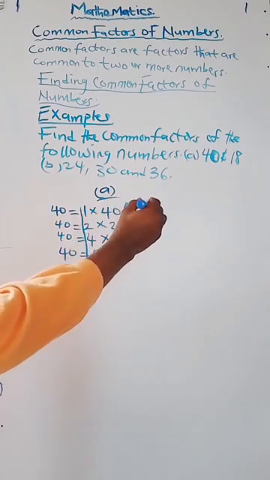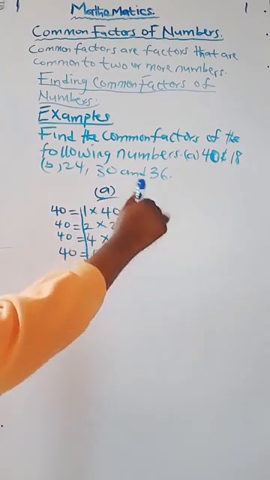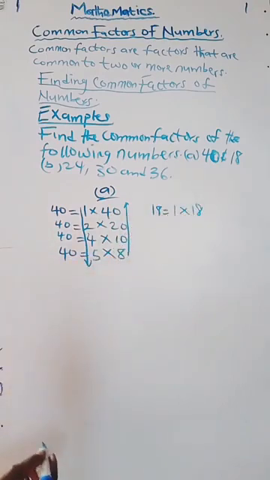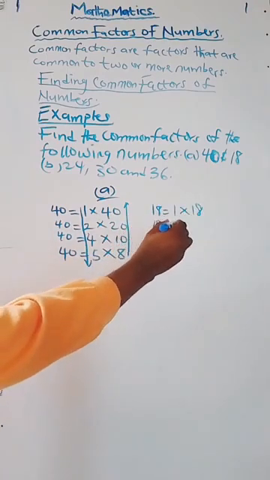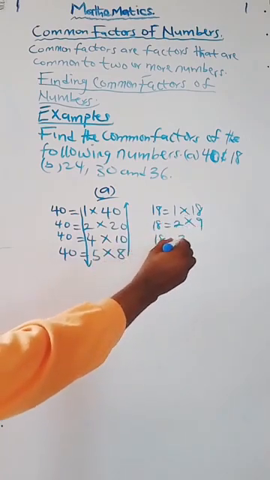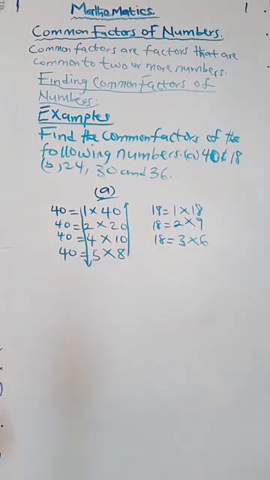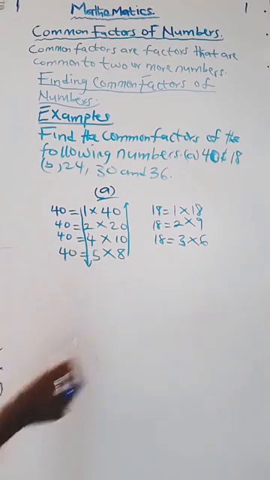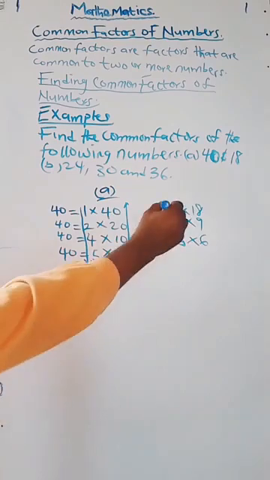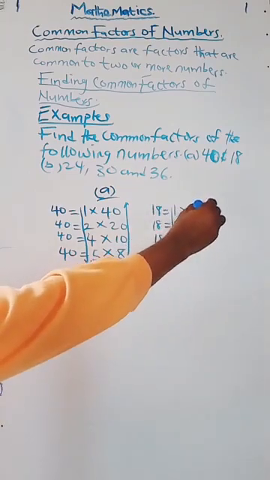So let's look at factors of 18. 18 is 1 times 18. Alright? 18 is 2 times 9. 18 is 3 times 6. 4 cannot divide 18. 5 cannot divide it. 6 can divide it, we already have it. 7 cannot divide it. 8 cannot divide it. 9 can divide it, we already have it. 10 cannot. So we write out the factors.